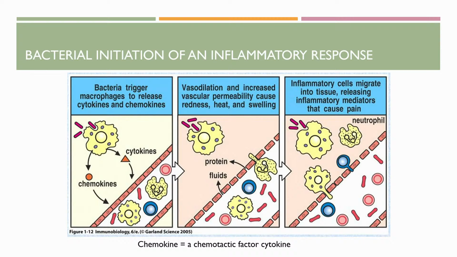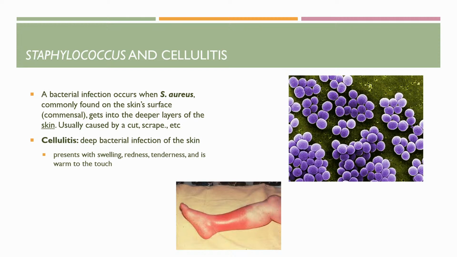So now we're going to get into some diseases, some pathogenesis. We worked with Staph aureus in the lab a lot. The one that we work with in the lab is non-pathogenic, but Staphylococcus aureus is actually a very common infection that is found on the skin surface. Right now we can probably culture it off of our skin and it's commensal. It doesn't cause any harm, but if you have a cut or a scrape and it gets into those deeper layers, then it can cause a deep bacterial infection, and that's called cellulitis.